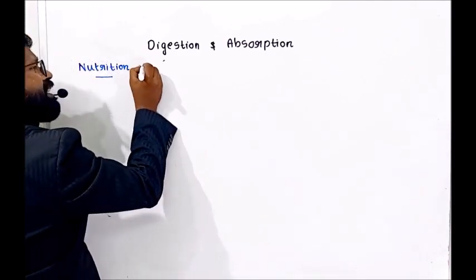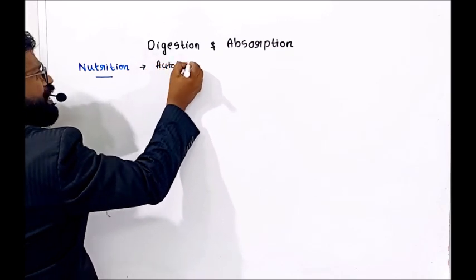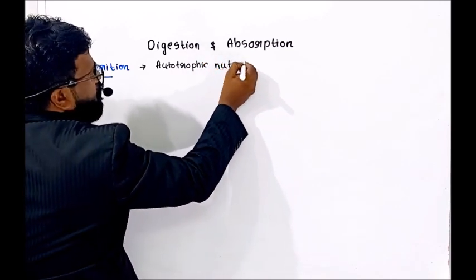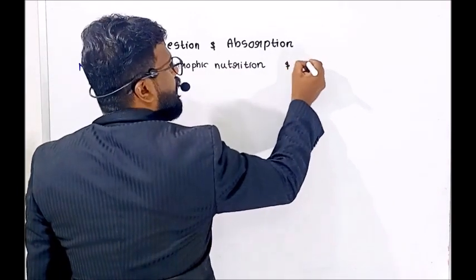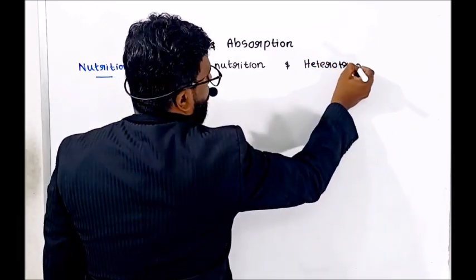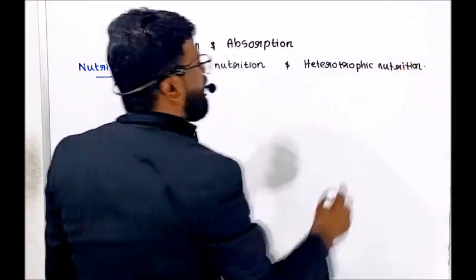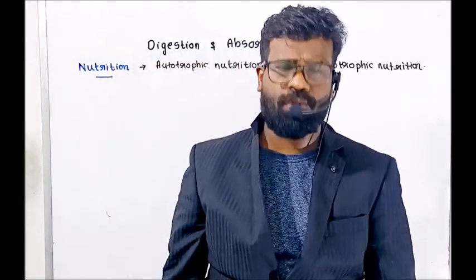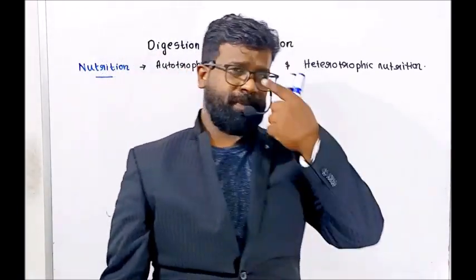This nutrition is again classified as autotrophic nutrition and heterotrophic nutrition. These are the two types of nutrition. Generally, nutrition is categorized as autotrophic nutrition and heterotrophic nutrition.